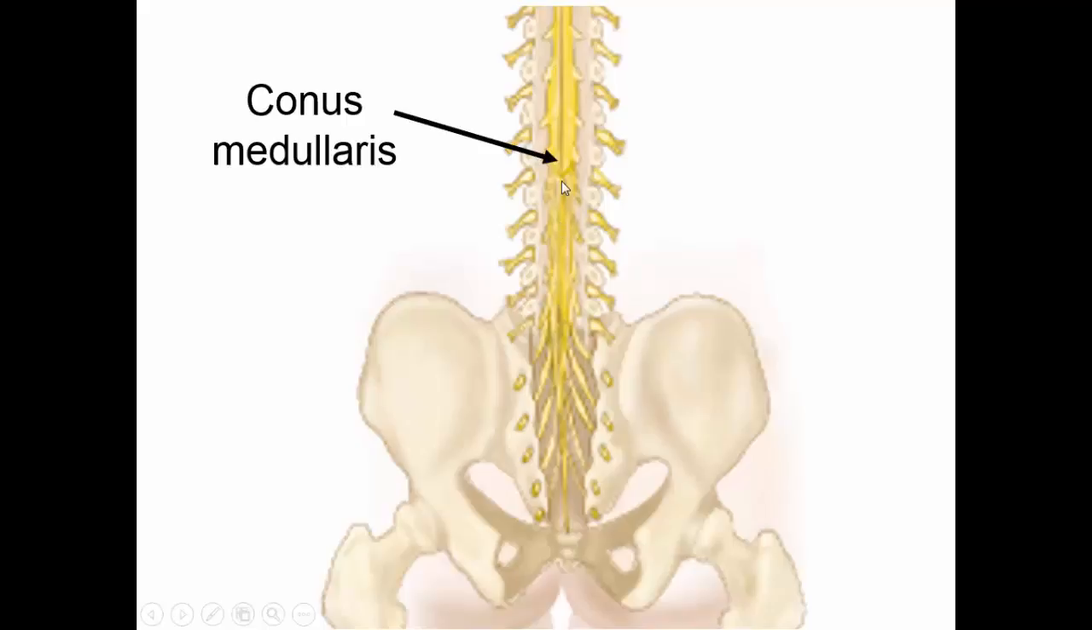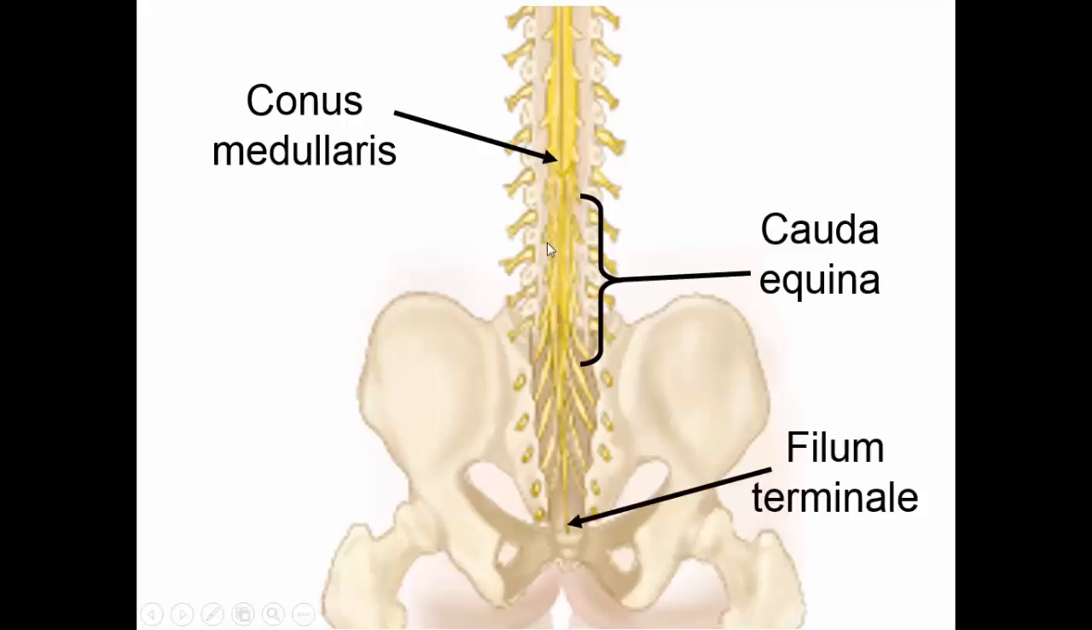So here we see the conus medullaris, the tapering of the spinal cord, and we still have spinal nerves that come off of it that come down through the vertebral foramen so that they can come off at the lower lumbar vertebra, out of the sacrum, and over the coccyx. This, because it looks a little bit like a horse's tail, is called the cauda equina. And then here we see the filum terminale, which comes off the very tip of the spinal cord. This is that extension of the pia mater that will anchor the spinal cord to the coccyx.